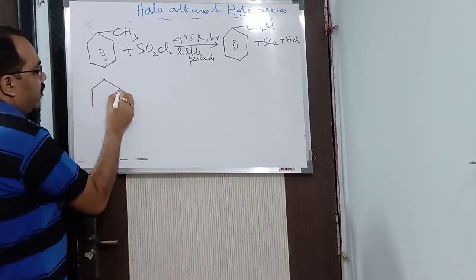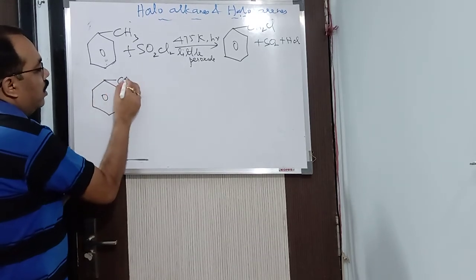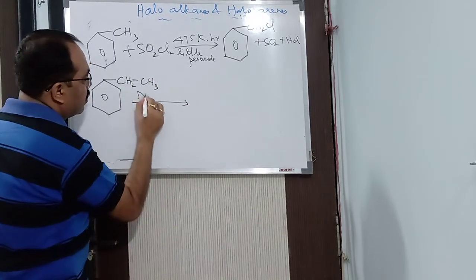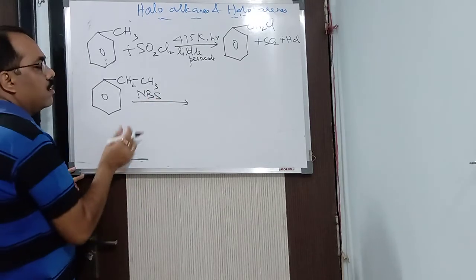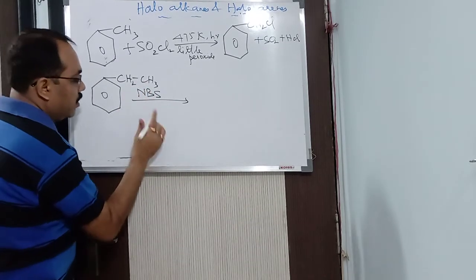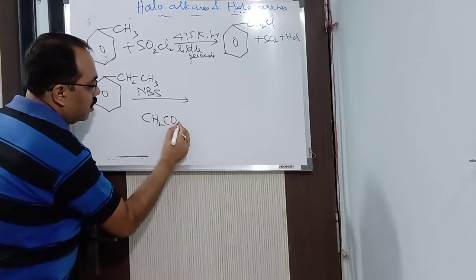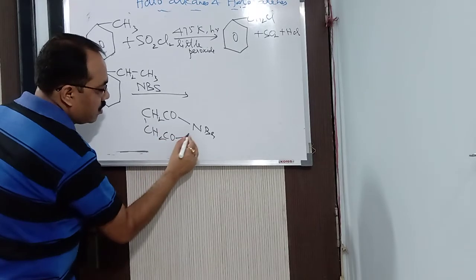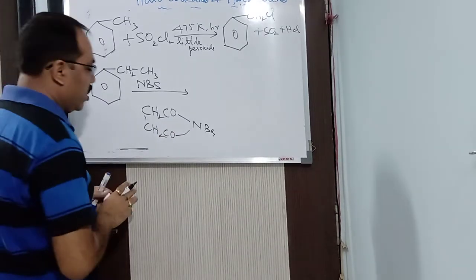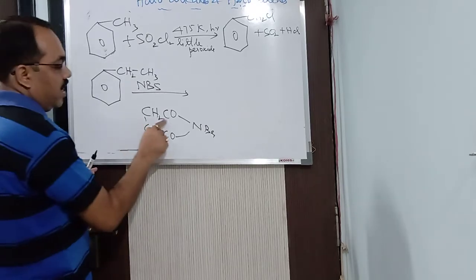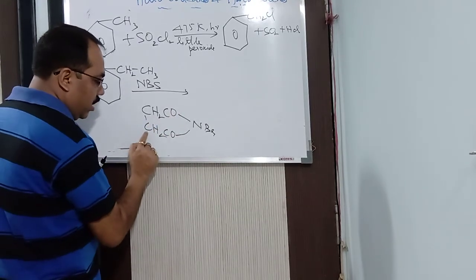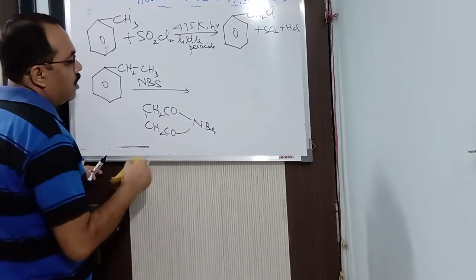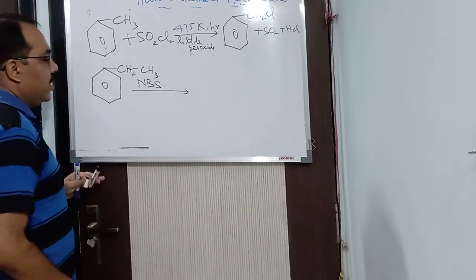Now one more. Here I am taking C6H5CH2CH3 in the presence of NBS. What is NBS? NBS is N-bromosuccinimide. If you remember, this is the structure of N-bromosuccinimide. Succinic acid is CH2COOH, single bond CH2COOH. I have replaced both the OH groups and instead put NBr. So it is N-bromosuccinimide. Okay, that is NBS.